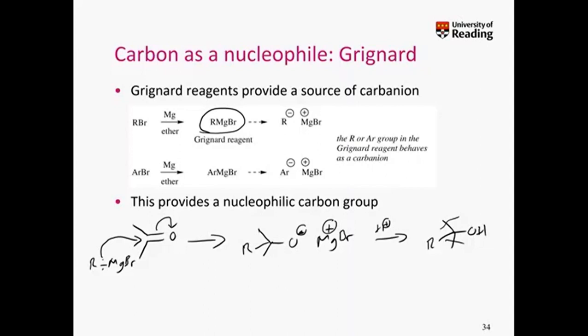And of course that R group could have lots of other stuff in it. It might not just be an alkyl chain, it could be more than that. But for most of what we'll show you, they would be carbon chains. We'd be using things like methyl magnesium bromide or ethyl magnesium bromide.